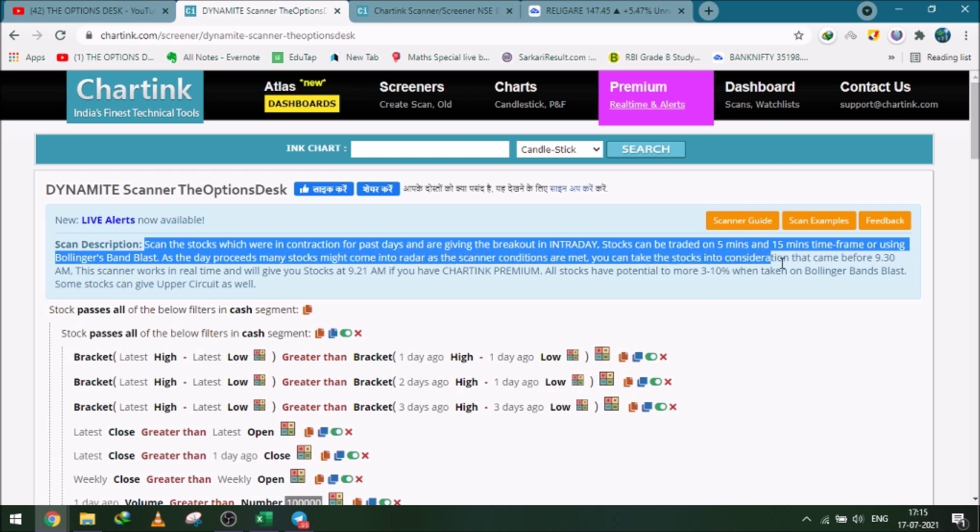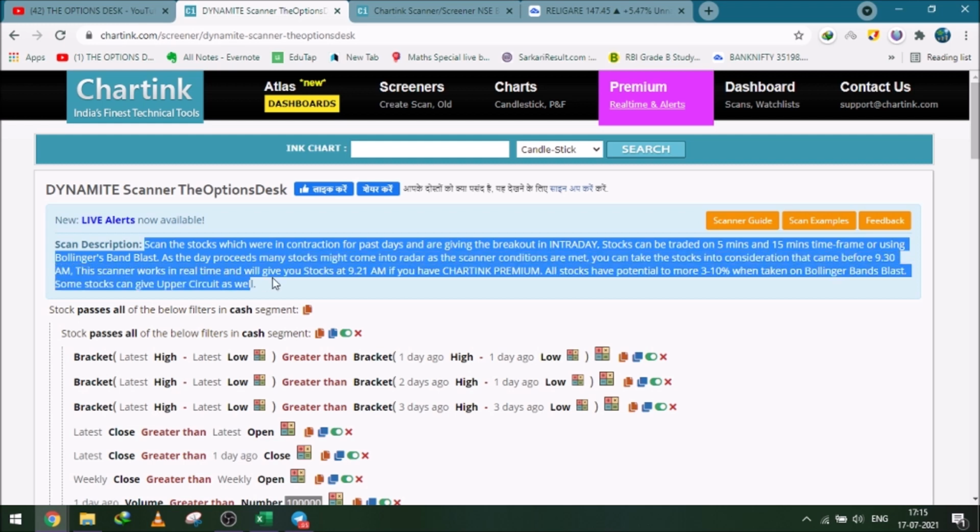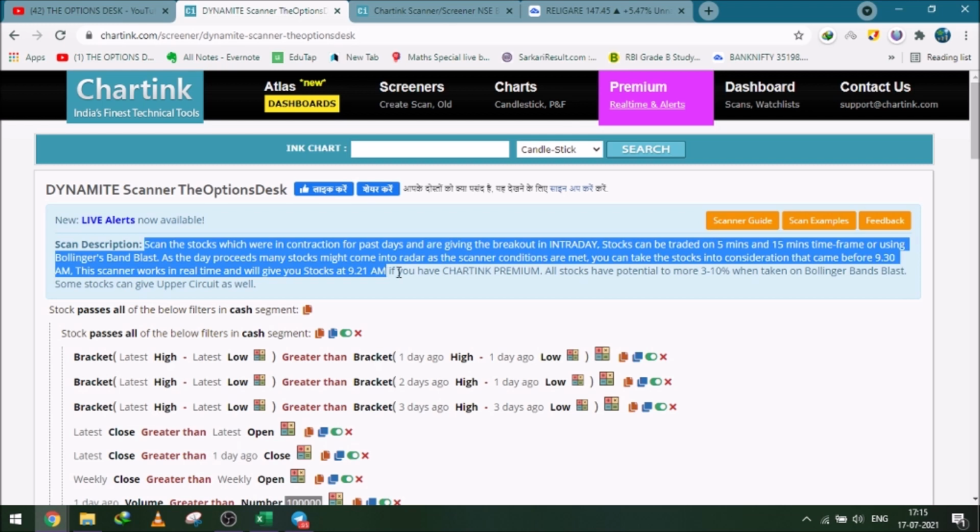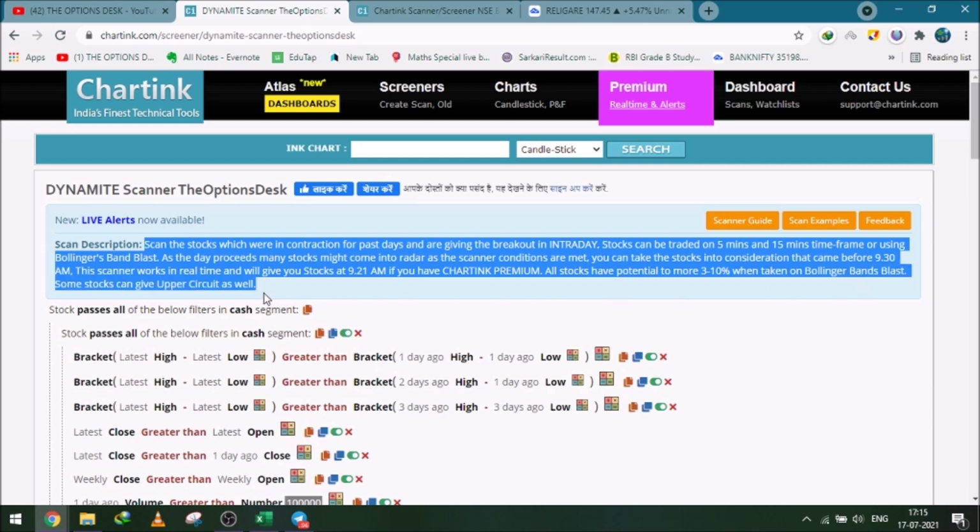You can take the stocks into consideration that came before 9:30 a.m. This scanner works in real time and will give you the stocks at 9:21 a.m. if you have the ChartInk premium. All the stocks have a potential to move more than 3 to 10% when taken on the Bollinger Bands blast. Some stocks can give upper circuit as well.